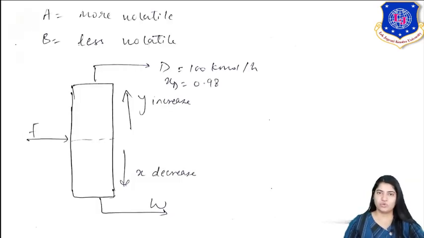Here A is your more volatile component and B is your less volatile, right? Feed is introduced into the column. The top product is your distillate while the bottom is your residue. The feed plate divides your column into rectifying section and stripping section. So you can see, as you go to the top, your vapor composition increases, right? And as you go down, the liquid composition of the more volatile component will decrease.